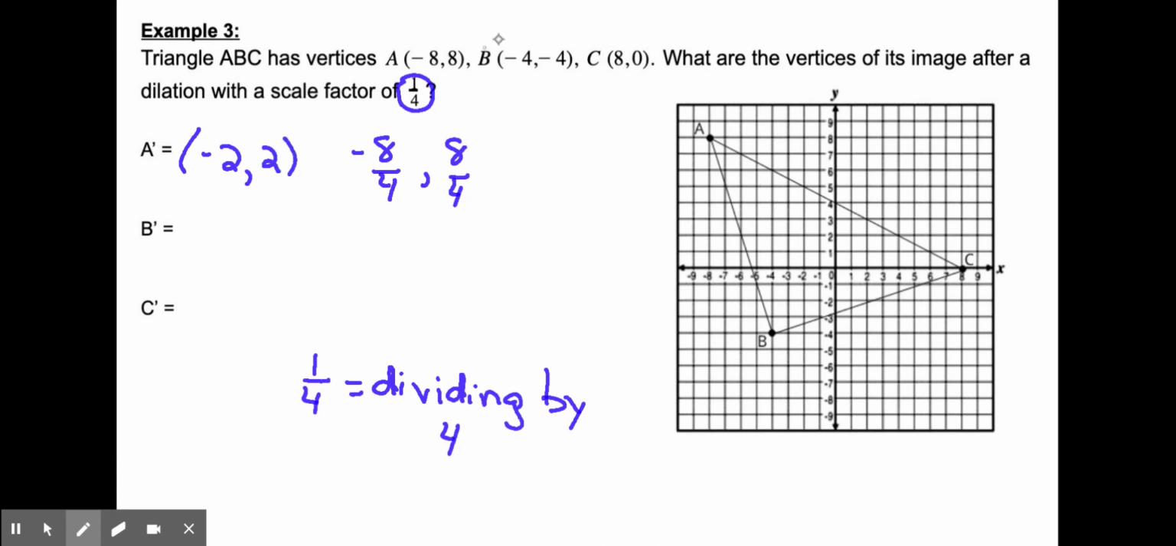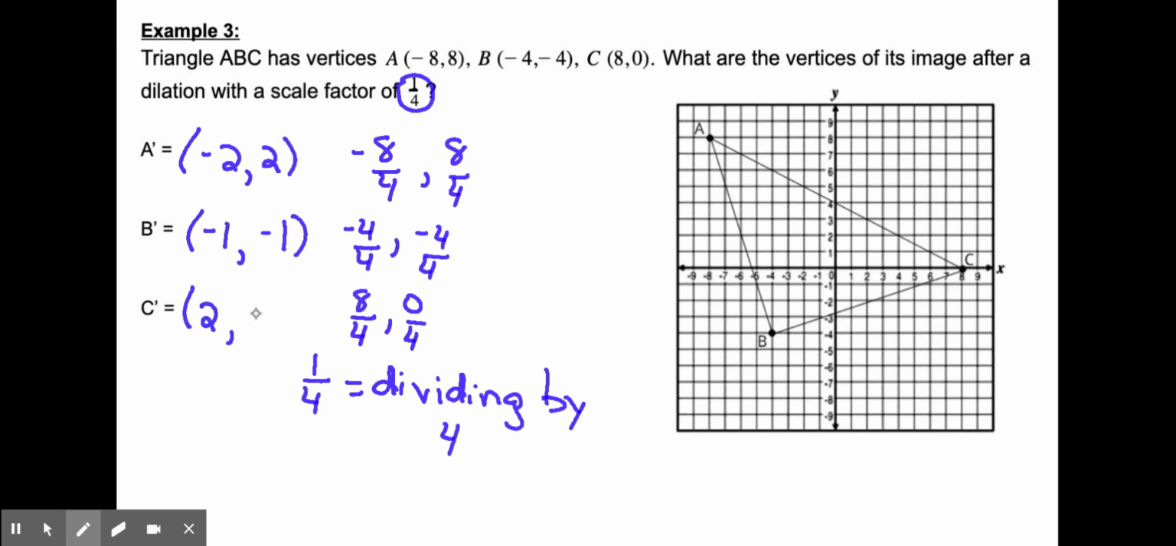All right? Look at B, (-4, -4). So I'm going to do negative 4 divided by 4 and negative 4 divided by 4. So B prime is going to be, you can do that in your calculator if you need to, (-1, -1). And C is (8, 0). So I'm going to do 8 divided by 4 and 0 divided by 4. Well, 8 divided by 4 is 2, and 0 divided by 4, 0 divided by anything, is 0.